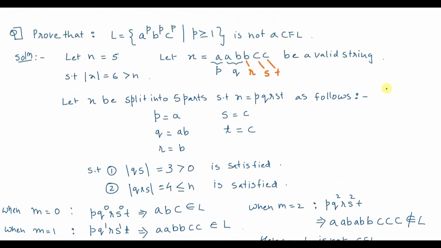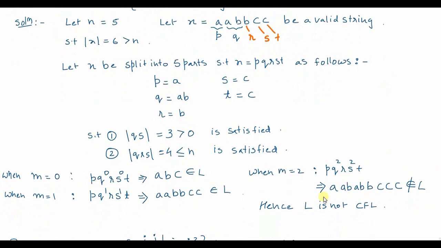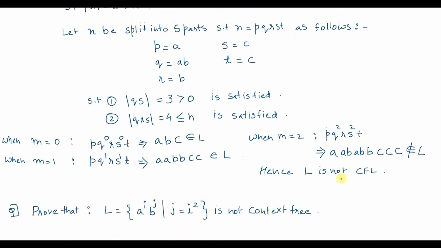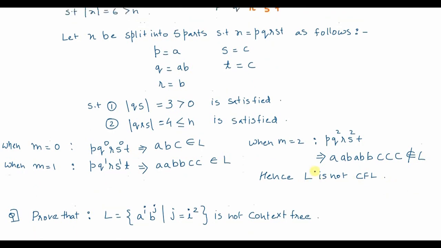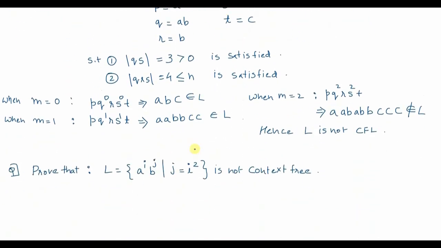So this is how we can prove that a language is not a CFL: for at least one value of m ranging from 0 to infinity, if we are able to prove that the corresponding string does not belong to the language, then the language itself is not a CFL. So this is how we have proved.